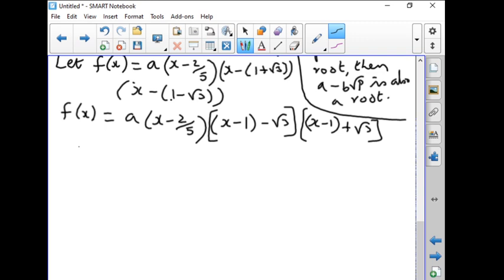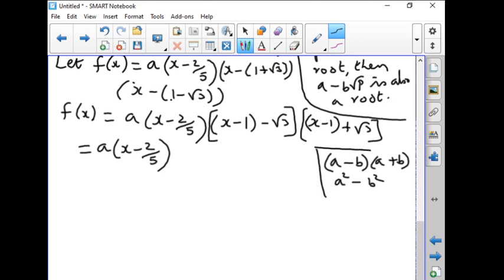So this is equal to a into x minus 2 by 5. Now see here, this is of the form a minus b into a plus b. So what is a minus b into a plus b? We know that it is equal to a square minus b square. Therefore, we write this as x minus 1 the whole square minus b square, which is root 3 square. Root 3 square is nothing but 3.